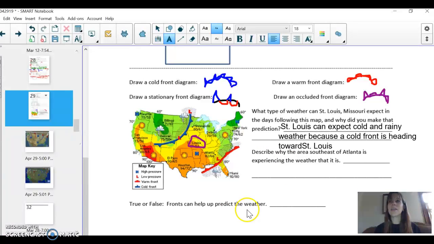And last but not least, true or false, fronts can help us predict the weather. Okay? At this point, you have completed everything on this activity page. So now I want you to make sure your name's on that. We're going to collect this at the end of class, and I want to look at that other question, which had to do with high and low pressure.